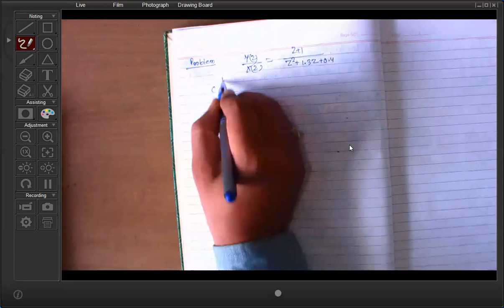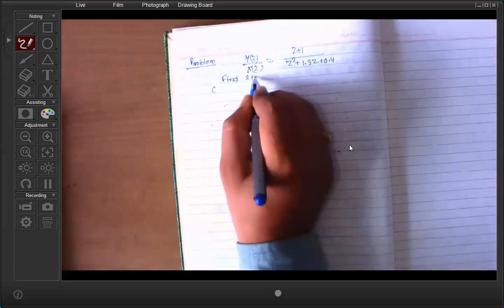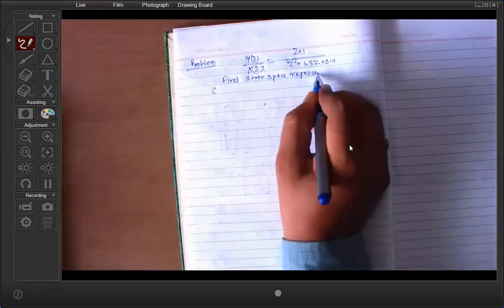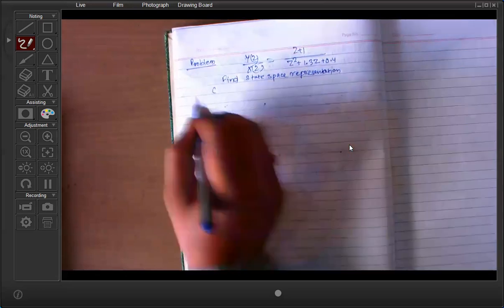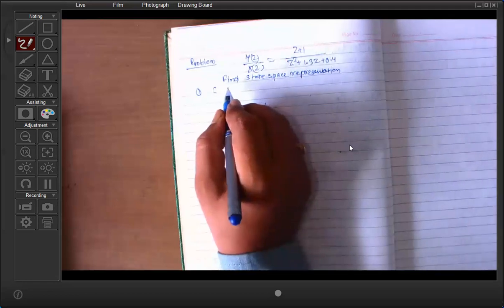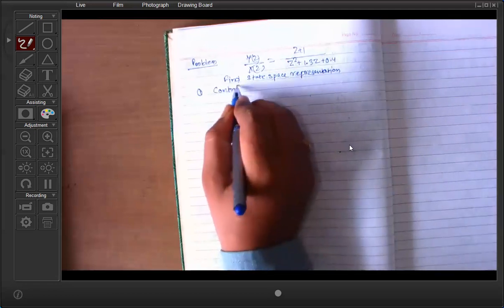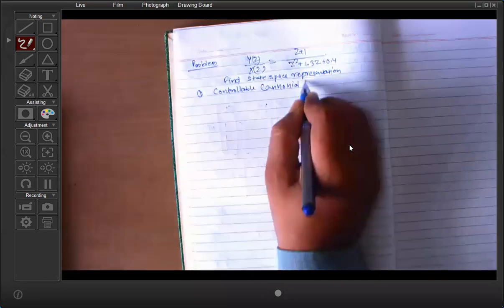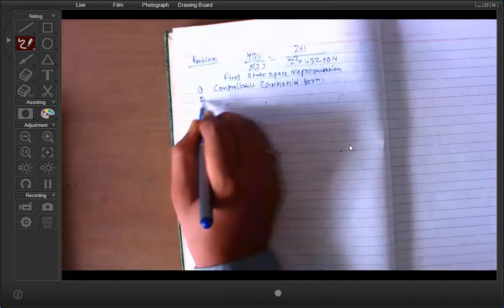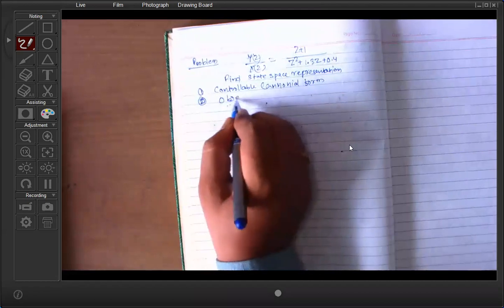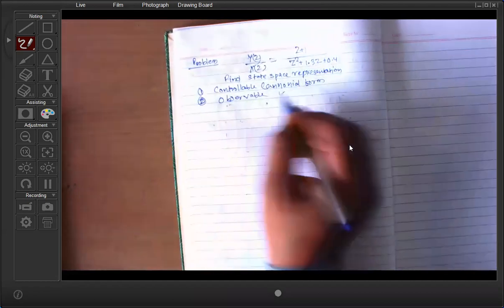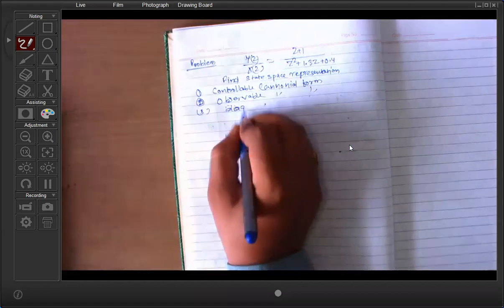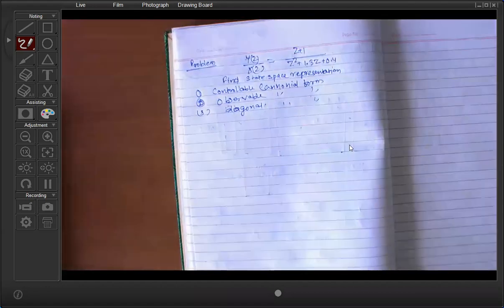We have to represent the given pulse transfer function in state space representation in canonical form. So find the state space representation: first in controllable canonical form, second one observable canonical form, and third one diagonal canonical form.